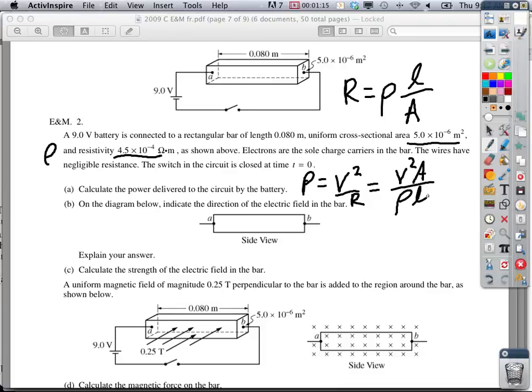Resistivity is a function of a material. Resistance is a function of an object. Exactly. Resistivity is a rating of how difficult it is for charges to pass through you. So I think silver is actually the best conductor because it has the lowest resistivity. Yes, exactly.